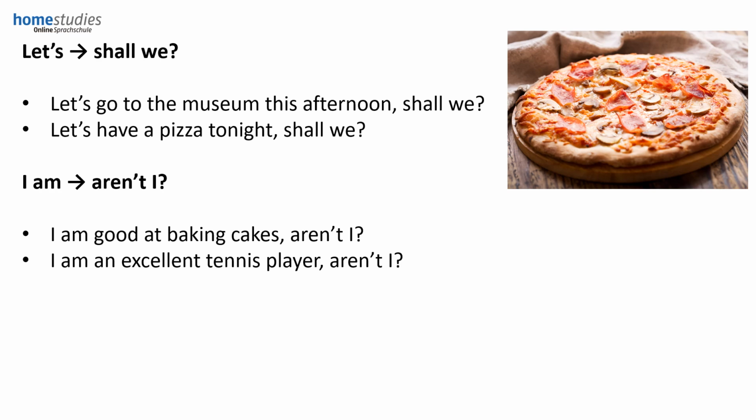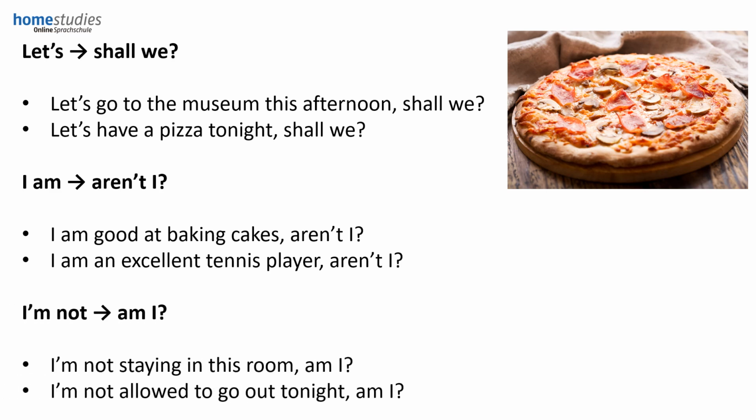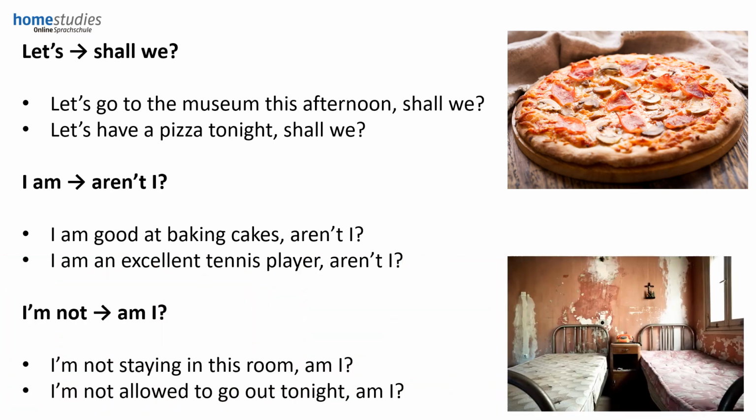So, for instance, I am good at baking cakes, aren't I? I am an excellent tennis player, aren't I? And finally, I'm not. So if we use I'm not in the statement, then the question tag would be am I? So, I'm not staying in this room, am I? I'm not allowed to go out tonight, am I?